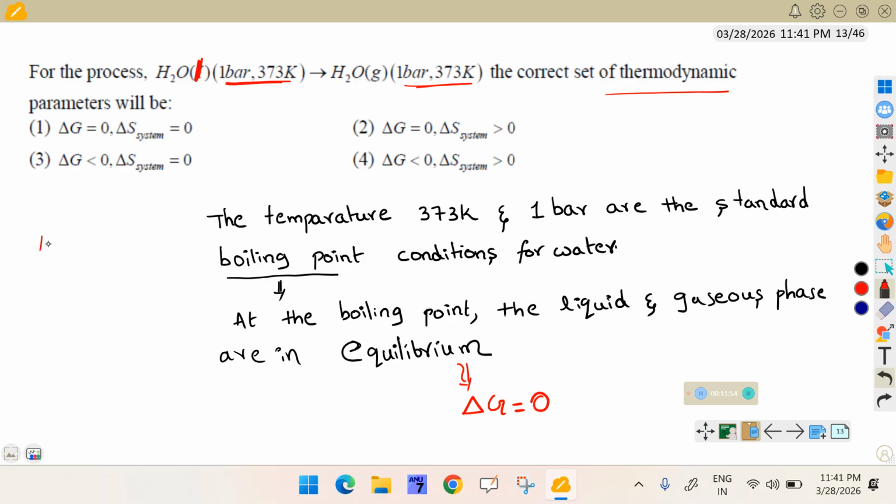Now, calculate the delta S value. H2O liquid is converted to H2O gas. Liquids are converted to gases, so it is considered a spontaneous process. For a spontaneous process, the value of delta S is positive. Otherwise, the value of delta S is greater than 0. Delta G is equal to 0 and delta S is greater than 0.